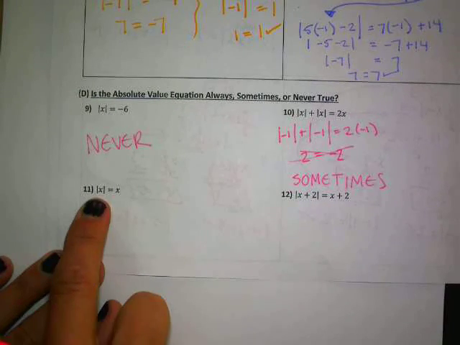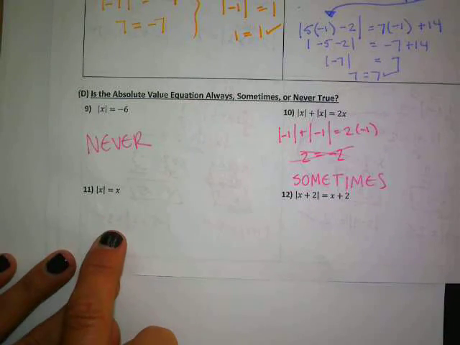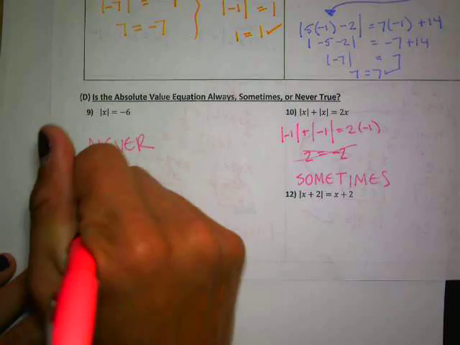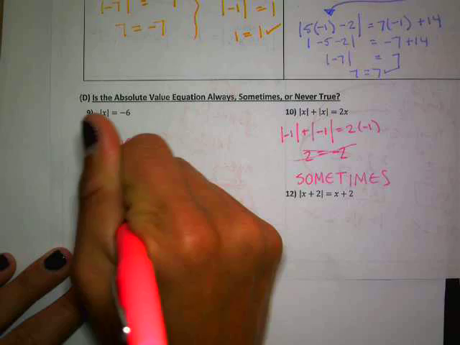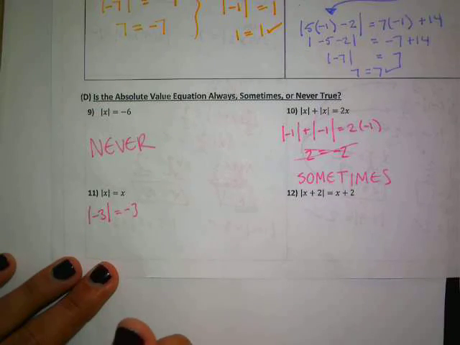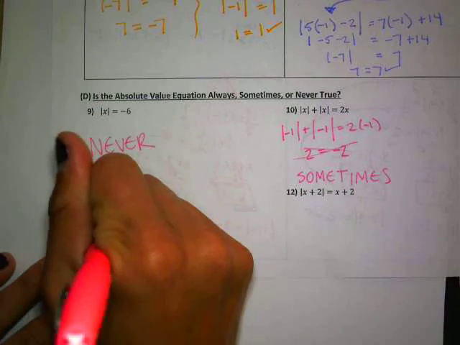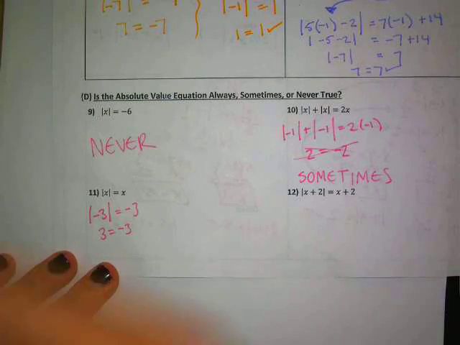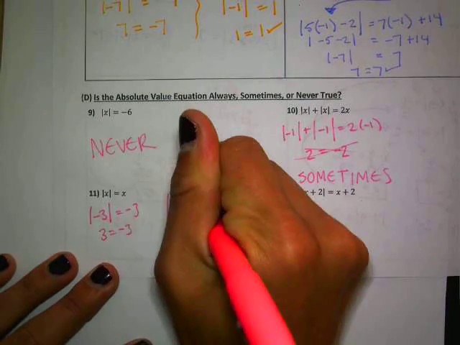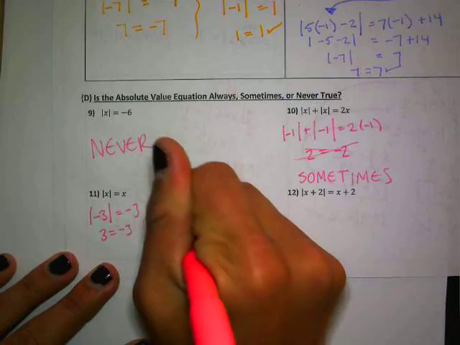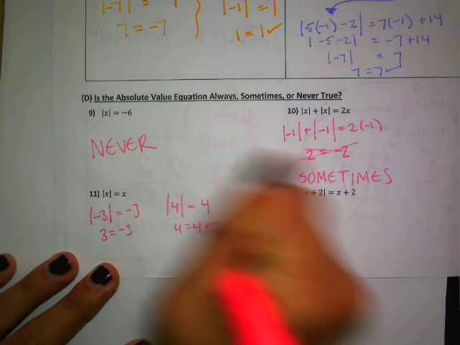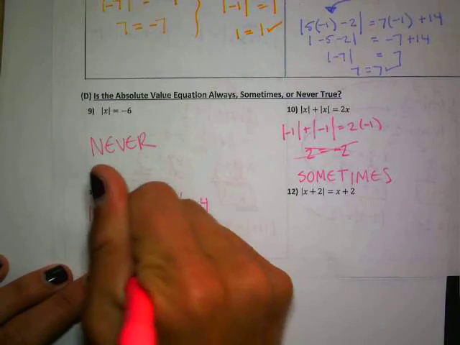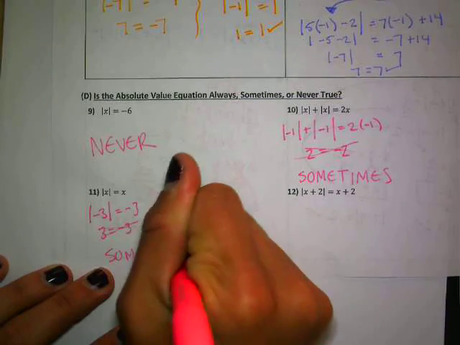All right, 11. Always, sometimes, or never. Sometimes, because what happens if you put a negative? Like a -3, you get -3 and the absolute value equals -3, which doesn't work. But if you put a positive number in, like a 4, you get 4 equals 4, which, yay, this one works, this one does not. So it is sometimes.